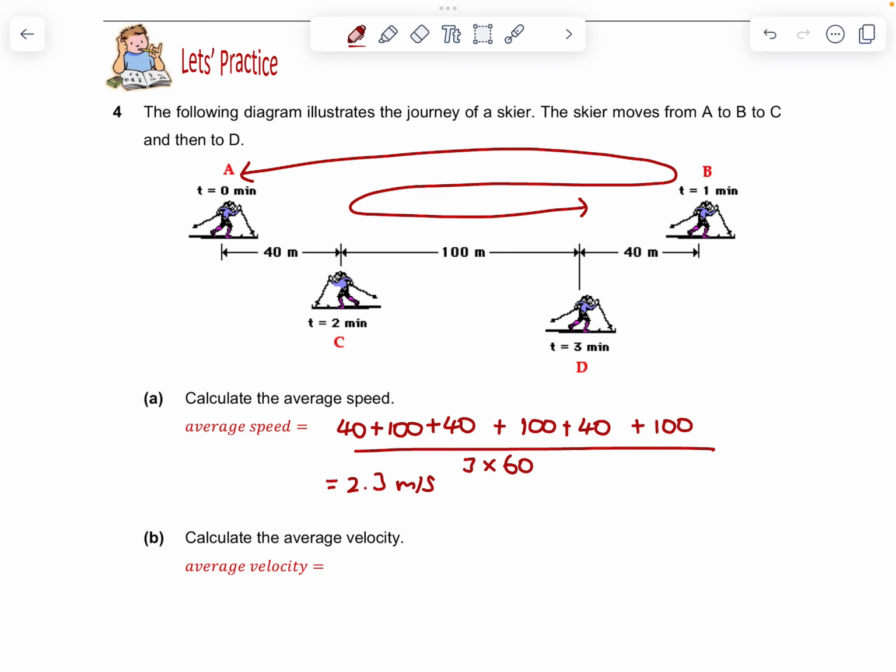Whereas for average velocity, we look at the total displacement. So the total displacement from A to D is only 40 plus 100, divided by 3 minutes, which will give you 0.78 meters per second.